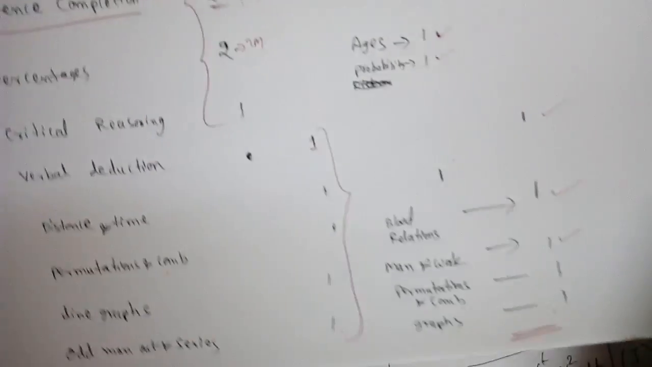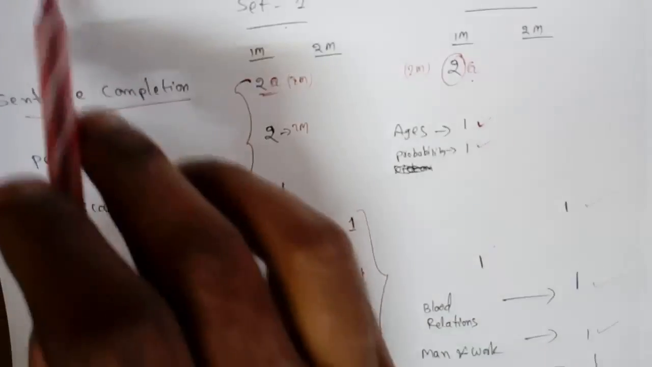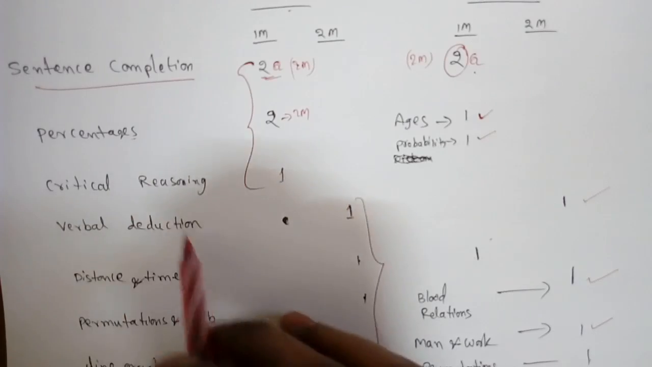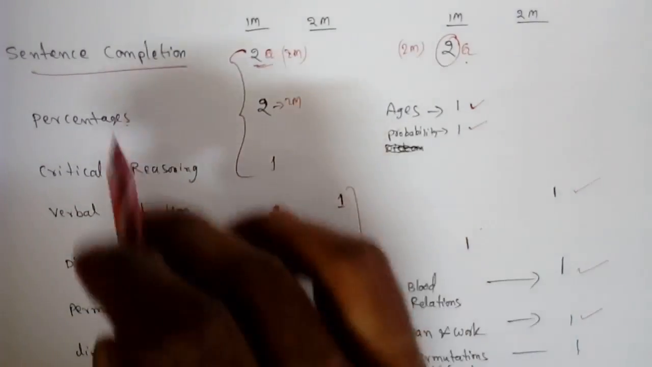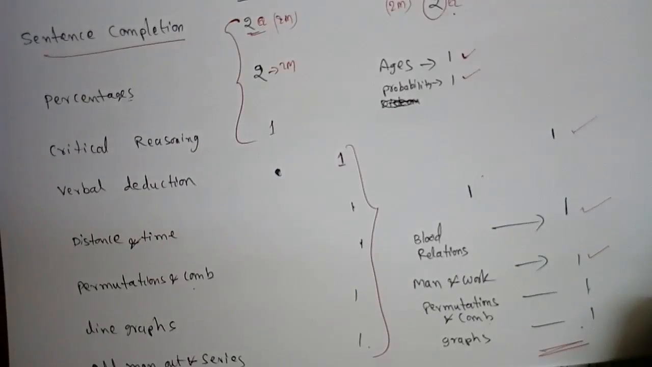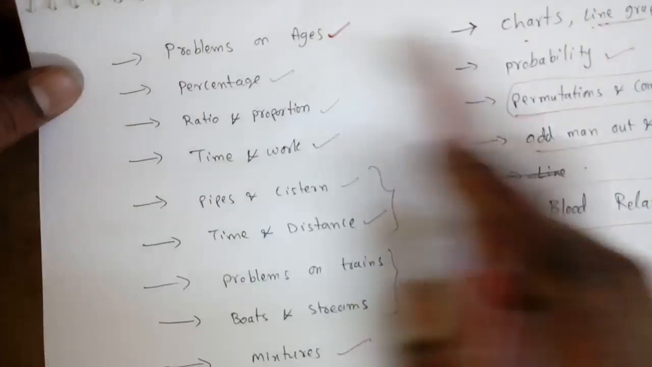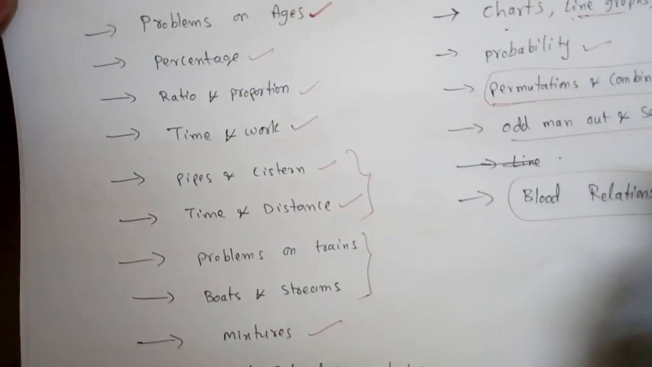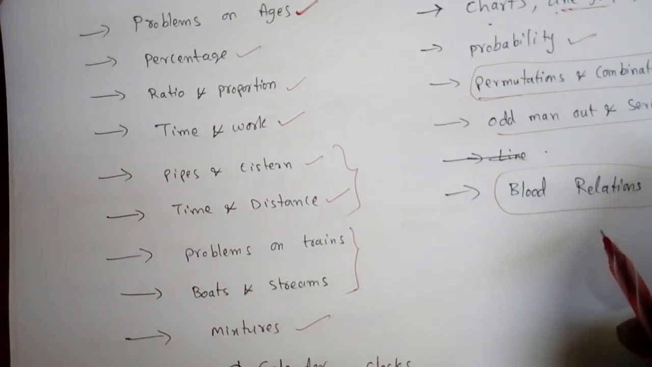So this is about the marks-wise performance in GATE 2017, like sentence completion, critical reasoning, verbal deduction, etc., right? So according to this, we have to learn the concepts, so that's why we have to learn at least these concepts in numerical ability or numerical estimation, right? Then we will see the best results, right?